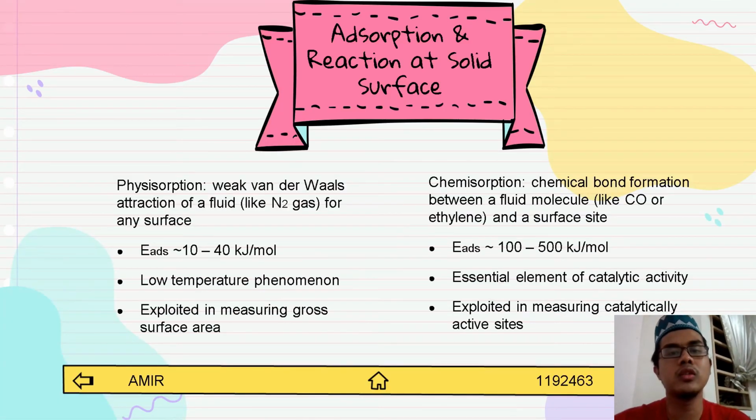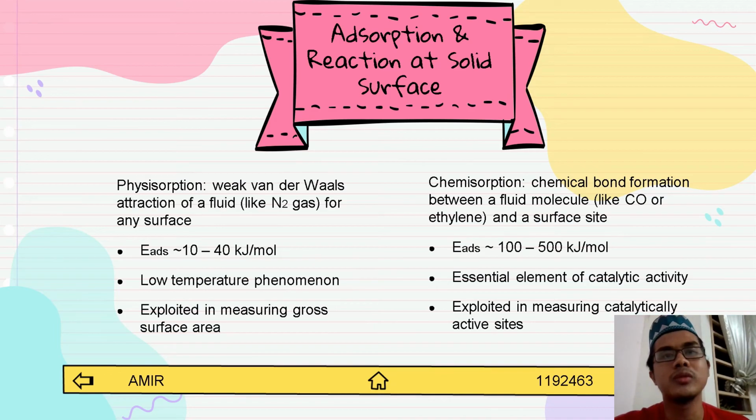So now we will continue with the adsorption and reaction at solid surface. So physisorption resembles the condensation of gases like N2 gas to liquids, depending on the weak van der Waals attraction for any surface. There is no chemical specificity in physisorption. Any gas tends to adsorb on any solid if temperature is sufficiently low or pressure of gas is sufficiently high. So it's useful for measuring gross surface area.